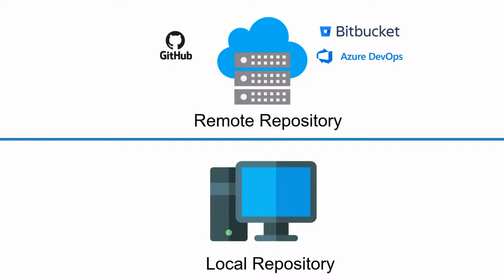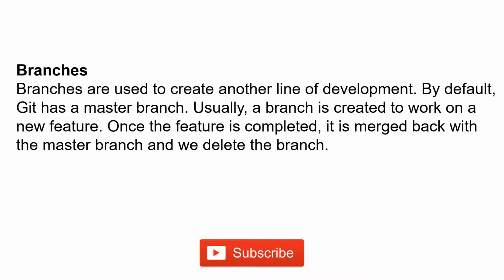The process of getting the code from the remote repository to the local repository for the first time, we call it a clone. Cloning means taking a copy of your remote repository into your local. Branch, as the name itself suggests, is a branch of your code.